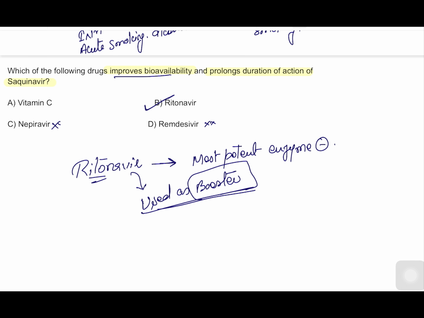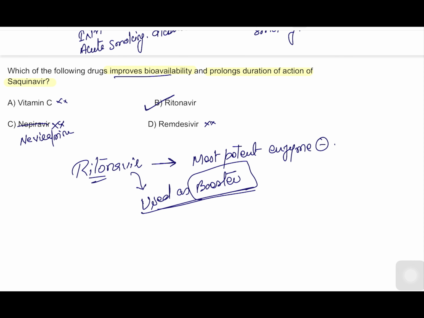Remdesivir, no, it cannot increase. Nevirapine, oh, I think it is a typing mistake, it is nevirapine. And vitamin C also cannot cause this. So here correct answer will be ritonavir.